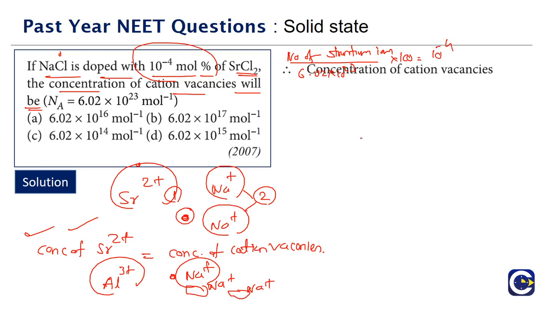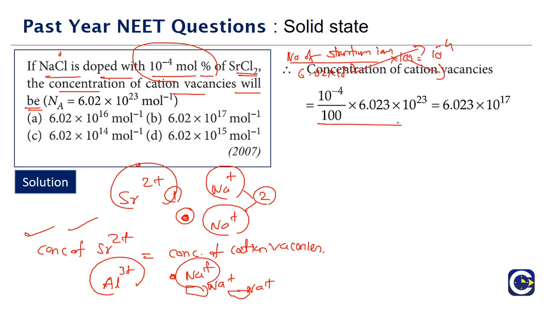So what is it going to be? The concentration of cation vacancies is going to be equal to what? So we will just rearrange them. When we rearrange them, the 100 will go to the denominator, Avogadro number will go to the numerator. So what is going to come for us? 10 power minus 4 divided by 100 into Avogadro number.